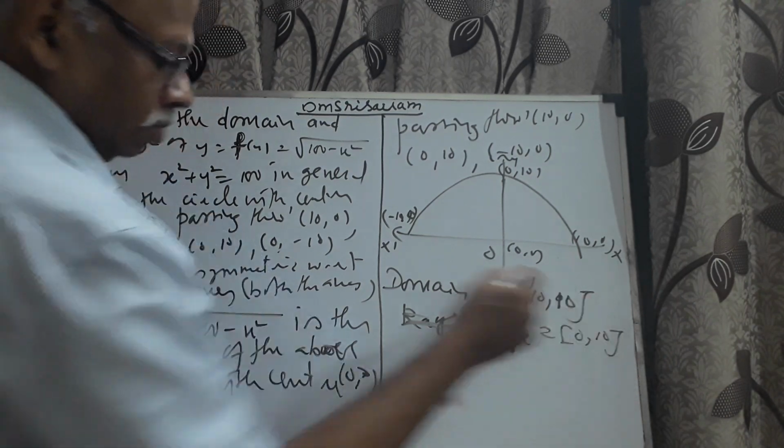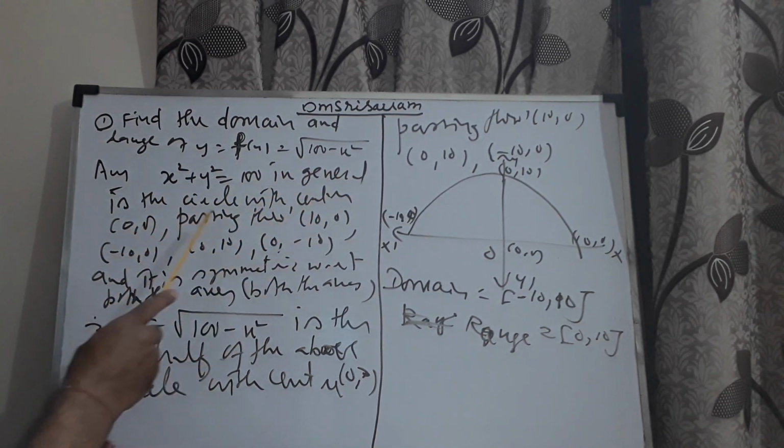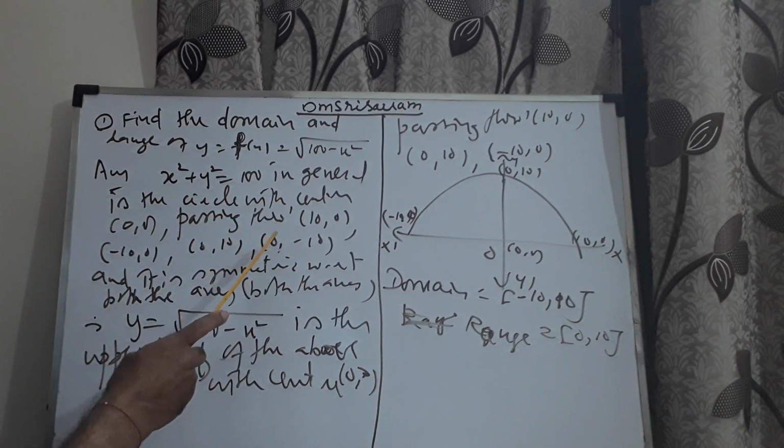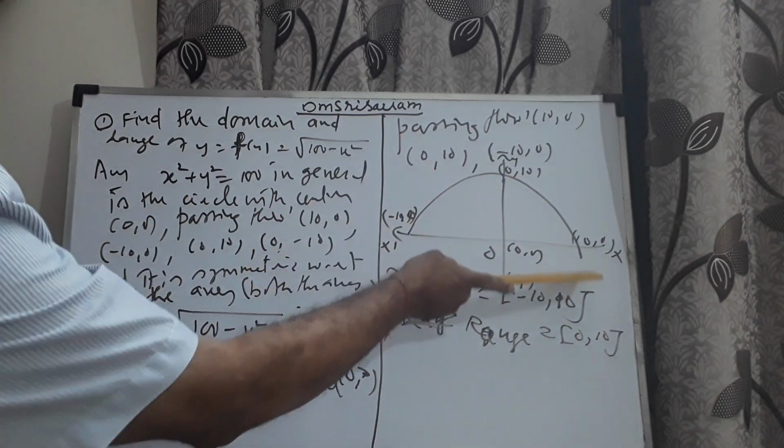closed interval 0, 10. Let me repeat the whole process. I'll tell you the easier method and standard rule also. Just listen. X square plus y square equal to 100 is, in general, a circle. Its center is 0, 0, passing through 10, 0, minus 10, 0, 0, 10, 0, minus 10, and it is symmetric with respect to both the axes. Now y equal to root of 100 minus x square is the upper half of the particular circle. I won't take the lower half.